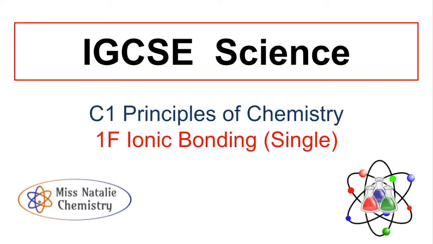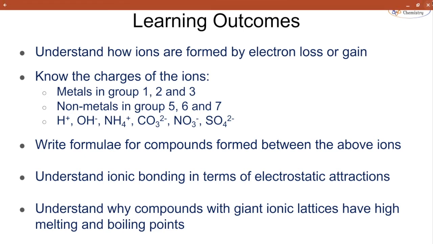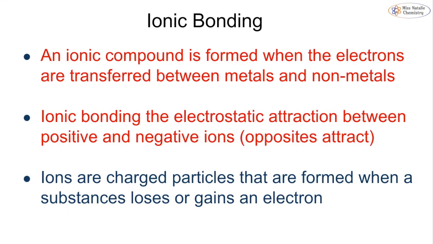In this video, we're going to be looking at topic 1F, Ionic Bonding, and we'll be focusing on these single science outcomes as part of the IGCSE chemistry course from Edexcel. So as part of the single science course, you need to know how ions are formed, you need to know the charges of specific ions, be able to write the formula for compounds made up of these specific ions, understand ionic bonding in terms of electrostatic attractions, and then understand why they have high melting and boiling points.